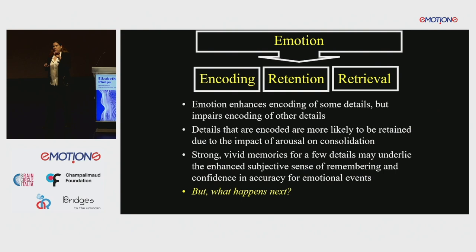So, I gave you a timeline of three things that happen. You encode something, you retain it, you retrieve it. But we all know we retrieve memories multiple times, especially things for emotional events. They pop up in our minds, we can't stop thinking about them sometimes. And so what happens later? Well, when we retrieve memories again, they can change.